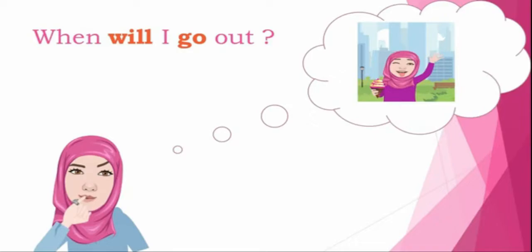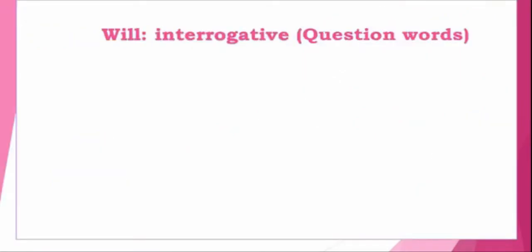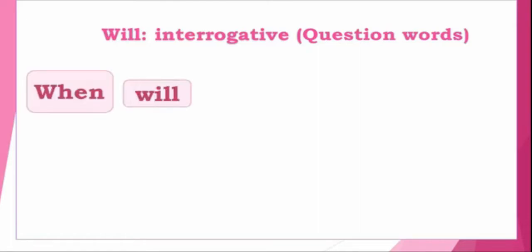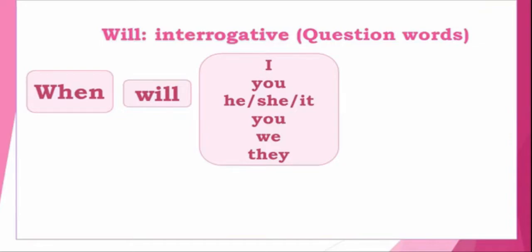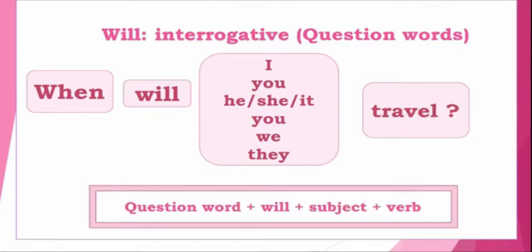When will I go out? So will in the interrogative form with question words, for example, when, where, etc. So when plus will plus I, you, he, she, it, you, we, they, plus verb. When will I travel? So the rule is question word plus will plus subject plus verb.